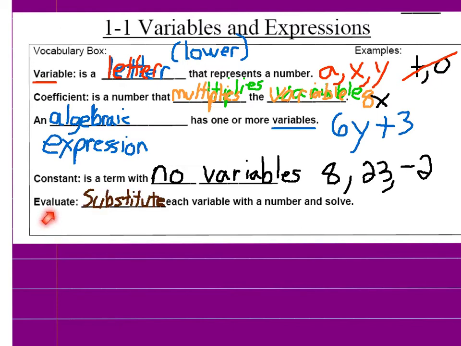And lastly, evaluate. Evaluate means you substitute each variable with a number and then you solve it. So it's a lot like our order of operations. That's why we needed order of operations, because we're going to take a number value and put it in the place of where a variable was, where a letter was, and then we're going to find the answer.